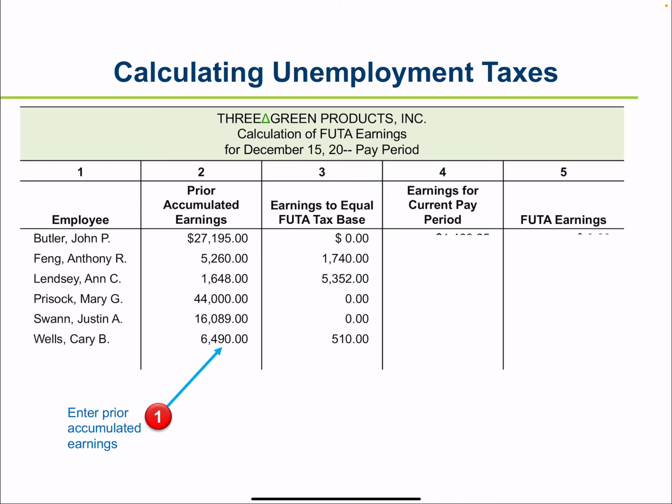Our next step is to look at the earnings to equal the tax base. They've already reached the 7,000. This one right here, Anthony, needs to earn $1,740 more before reaching the tax base, and that's 7,000 minus $1,648. These two have reached the tax base of $7,000. And 7,000 minus $6,490, Carrie still has $510 that is unemployment taxable.